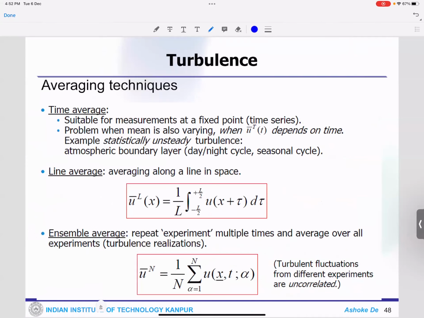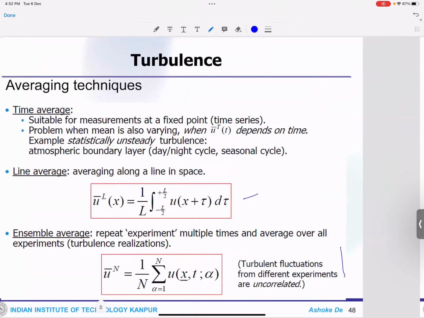There are different averaging techniques. One can do line averaging. One can also do ensemble averaging, which is quite popular in turbulent flow modeling, where you take different snapshots or series of data and then ensemble them. This is done quite often in experiments: you capture different snapshots or pictures, ensemble them, and get the ensemble averaged data.